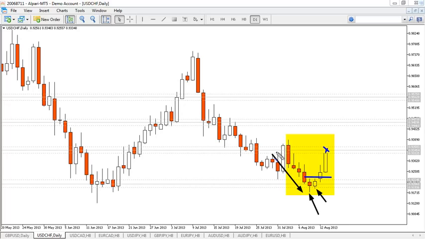Now, this is a really good way to trade because we're kind of getting in at the start of a reversal. So we're getting in right at the start of a new trend. So this is the new trend here. This is the bullish trend. We're getting in right at the start of the bullish trend.